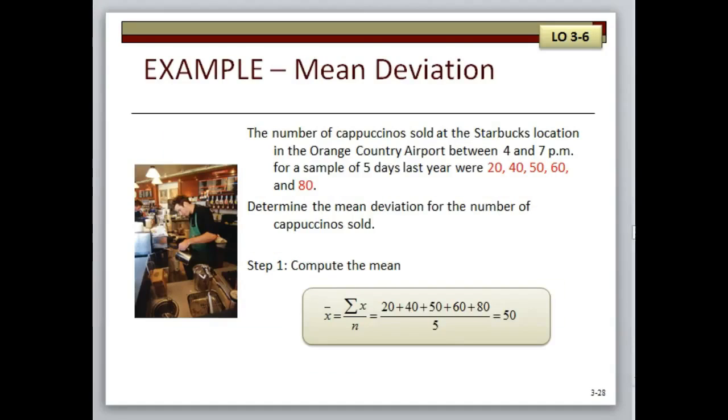Now we're going to go back to the cappuccino example we looked at to find the range, only this time we're going to find the mean deviation. The 5 observations are reflected on the slide. To compute the mean absolute deviation of the 5 observations, first we must compute the average number of cappuccinos sold. It is 50. We obtain this number by adding up all the 5 values and then dividing the sum by 5. We subtract this mean from each of the 5 observations in the data set. This step is demonstrated on the next slide.